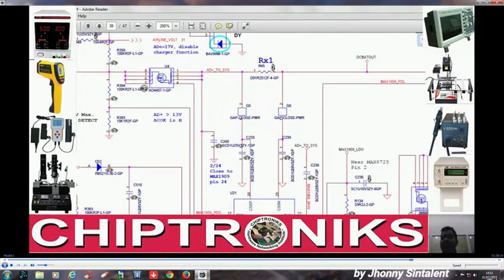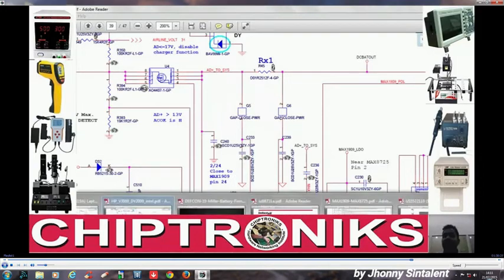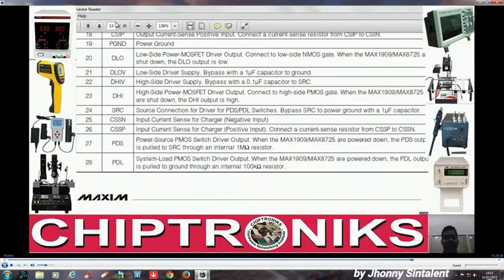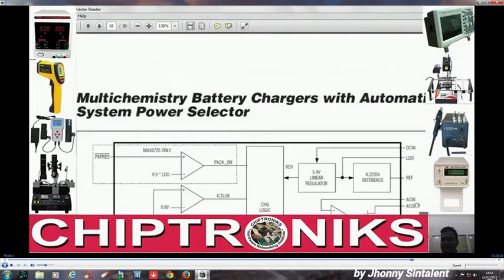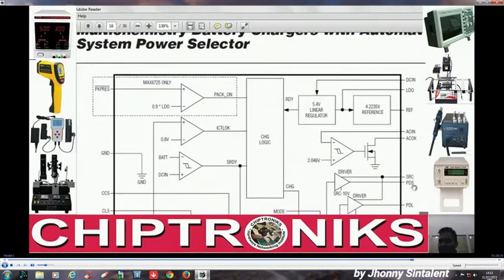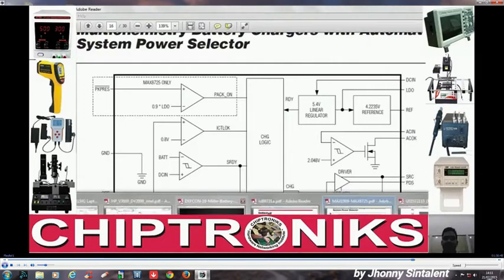And how it does internally, we have to see in the data sheet. So let's go to page 16, and you see over here this PDS value would be pulled to SRC when maximum charge is power down. That means there is no adapter present. Then the PDS value would become SRC. In that case, what would happen?